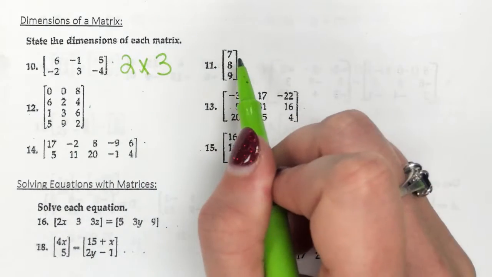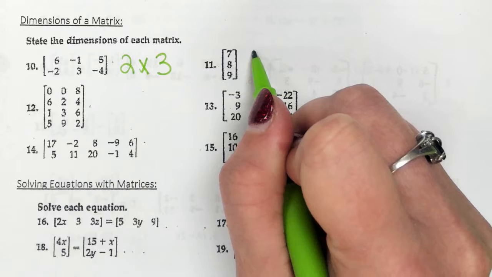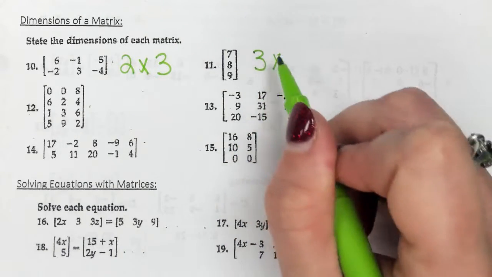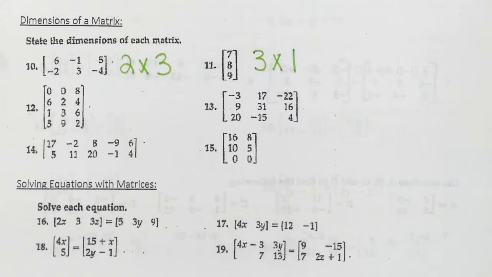All right, what about number 11? How many rows? No. 3 rows. Rows are left and right. Columns are up and down. How many columns? 1. Yes, it is extremely important that you put it in that order, and no, you cannot put it in the other order.